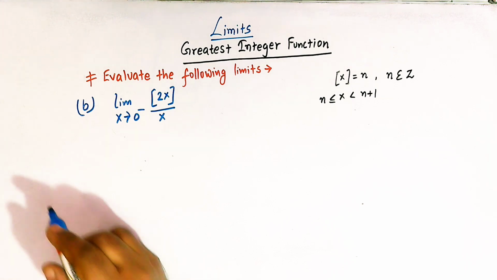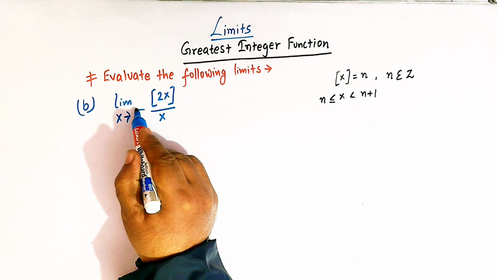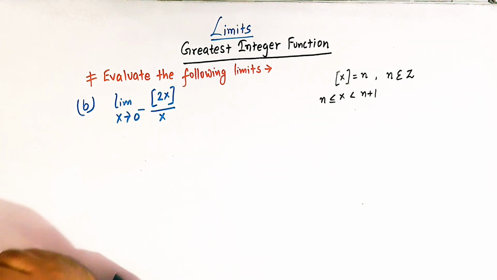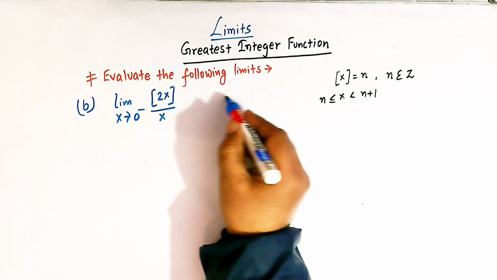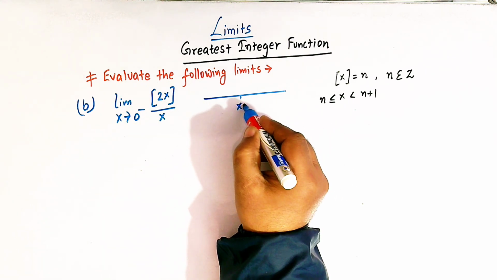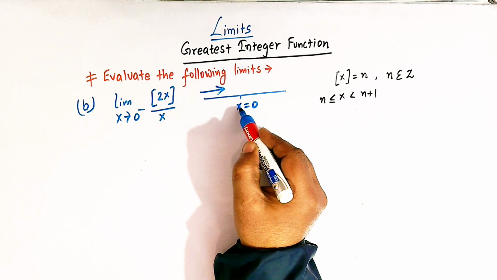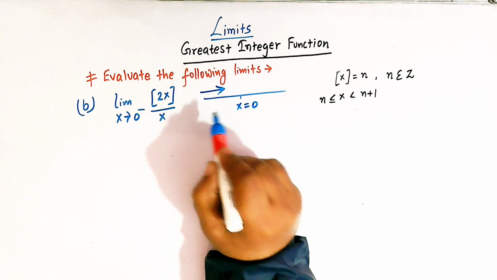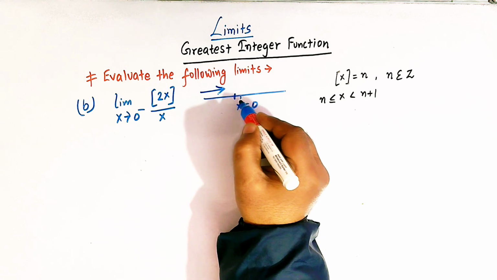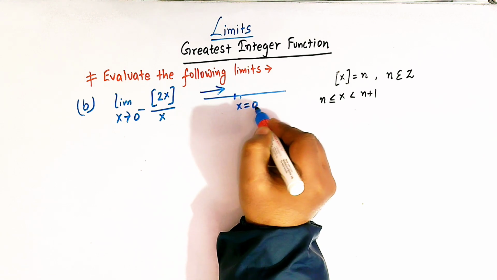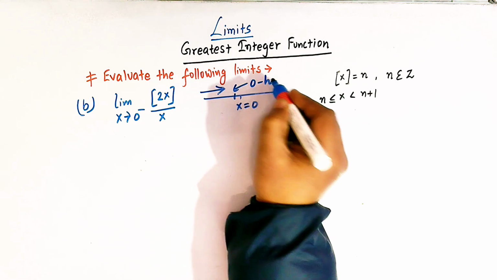Now let us consider the second problem. Here we have limit x tends to 0 minus. This negative sign shows that we have to find the left hand limit of this function when x approaches 0. So here we have x equal to 0, and we are approaching x equal to 0 from the left. So we have to take a point in the left neighborhood of x equal to 0, and this point is 0 minus h.